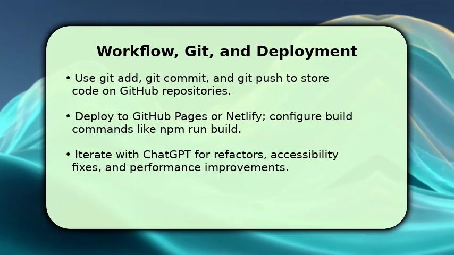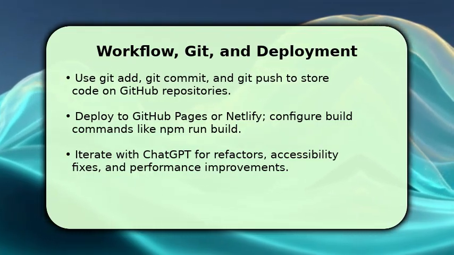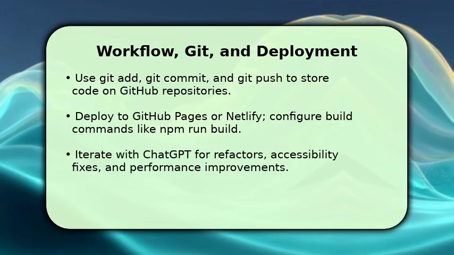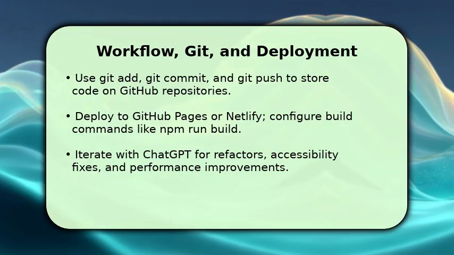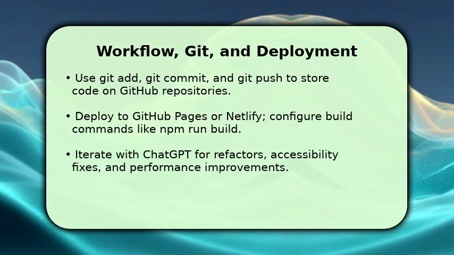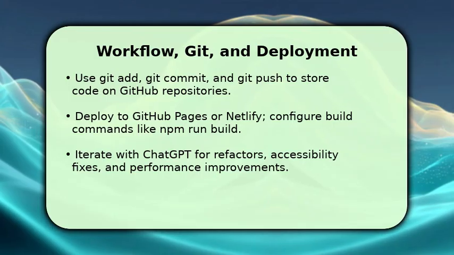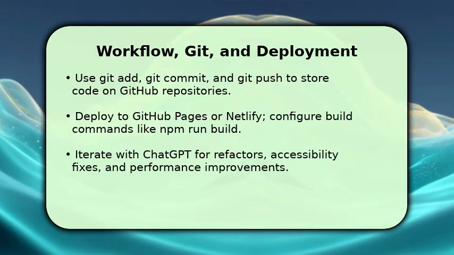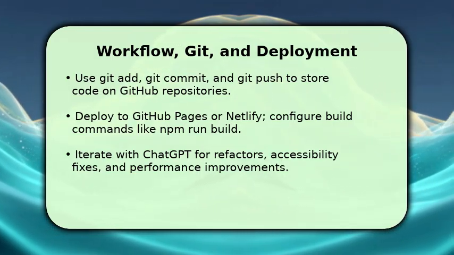For deployment, choose GitHub Pages or Netlify and connect your repo for automatic builds. Configure build scripts such as npm run build if you use bundlers. Iterate with ChatGPT to refactor code, fix accessibility issues, and improve performance metrics like Lighthouse scores.